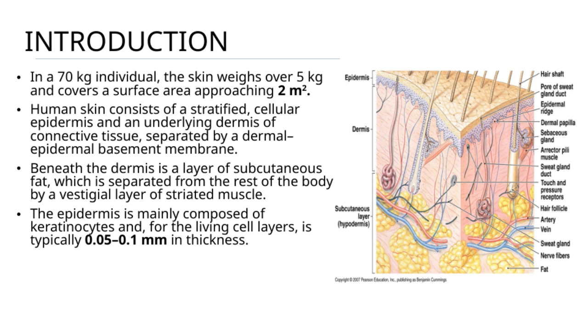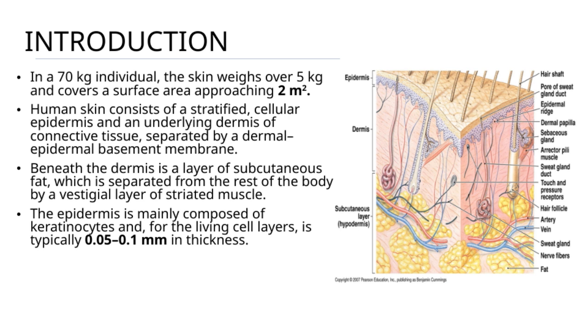Beneath the dermis, you'll find a layer of subcutaneous fat, which acts as insulation and cushioning. Interestingly, this fat layer is separated from the rest of the body by a vestigial layer of striated muscle, which is a remnant from earlier stages of development.